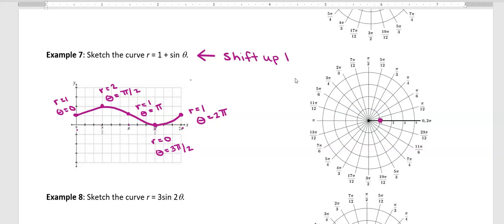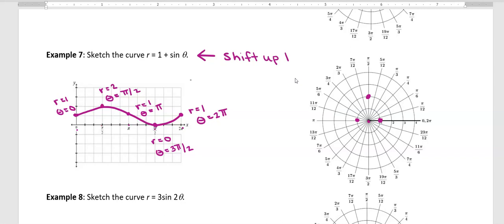Then I'll plot the next one, which is r equals 2, theta equals pi over 2. So at pi over 2, I'm going to plot a radius of 2. And then at the angle pi, I'm going to plot a radius of 1. And then at 3 pi over 2, I'll plot a 0. So that takes us back to the origin. And then back at 2 pi, we have a radius of 1 again. So that takes us right back where we started.